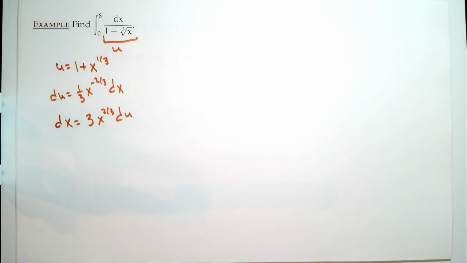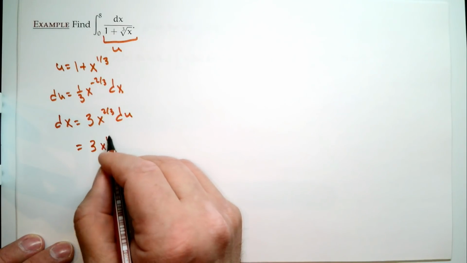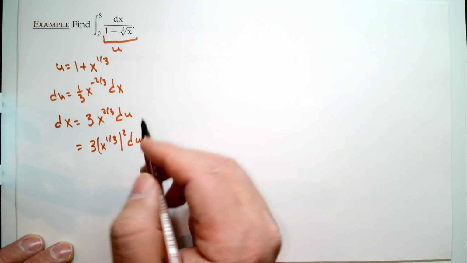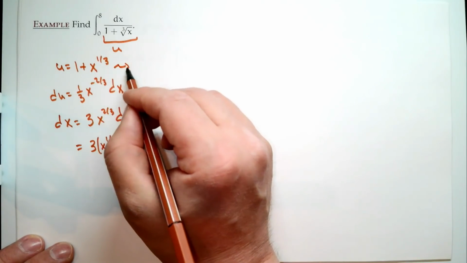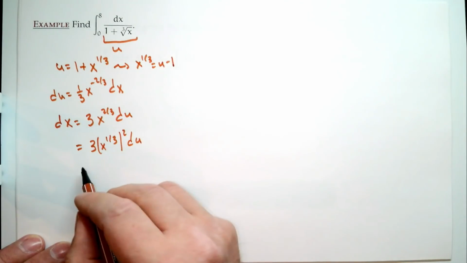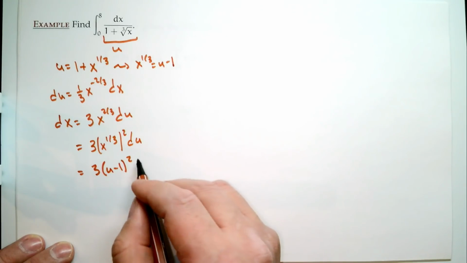Now my problem is I have to get everything in terms of u. So I can't have a little leftover remnant of x. So now I say, okay, can I do something to x to the 2/3? Well, x to the 2/3 is secretly x to the 1/3 quantity squared. And the reason I point this out is I know something about x to the 1/3. In particular, I know that x to the 1/3 is u minus 1. So I can say dx becomes 3 times u minus 1 squared du.